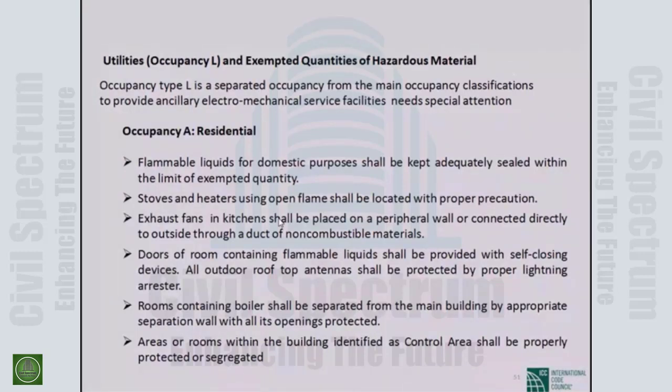So depending on this, you have to use the table. If you are designing your occupancy, the residence or other, you have to choose how much quantity you can preserve and what is the area you can put it. Here, the door of the room containing flammable liquid shall be provided with a self-closing device. All outdoor rooftop antenna shall be protected by a proper lightning system. So these are some utilities area. Depending on the type of occupancy, you have to design your occupancy and the utilities.